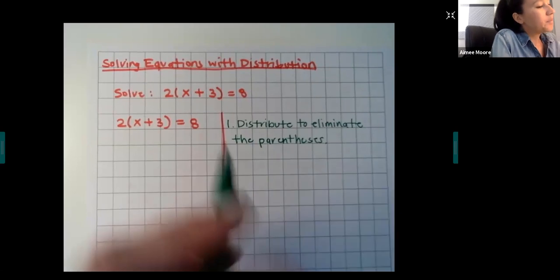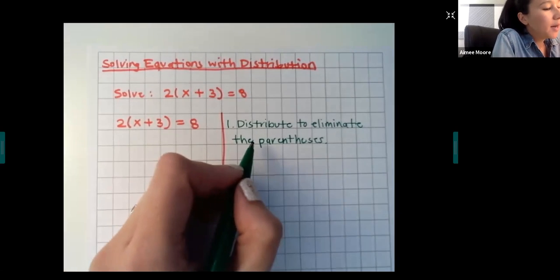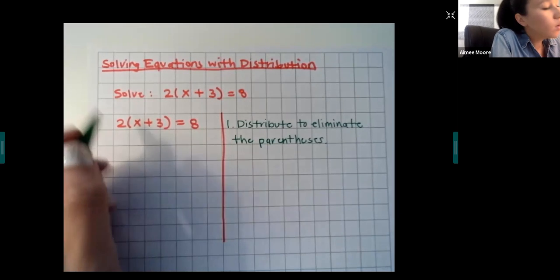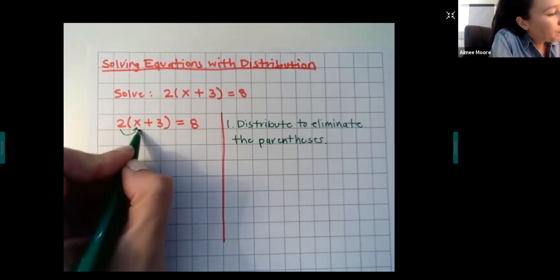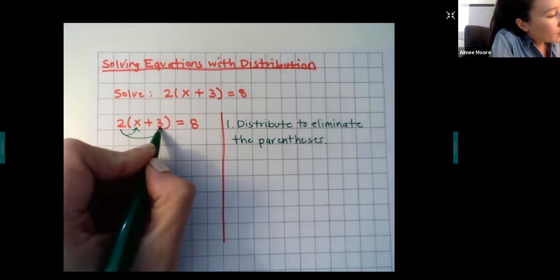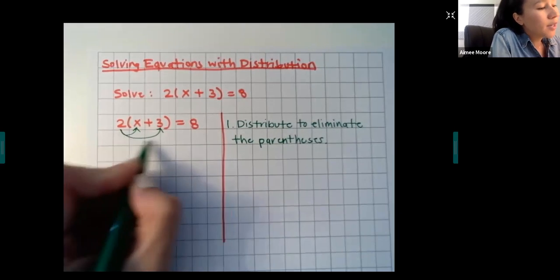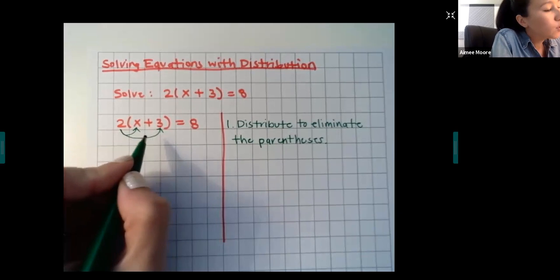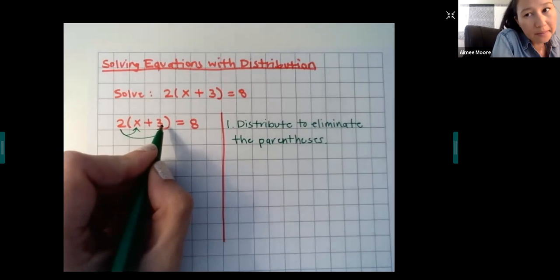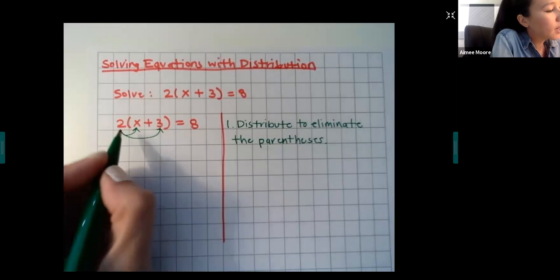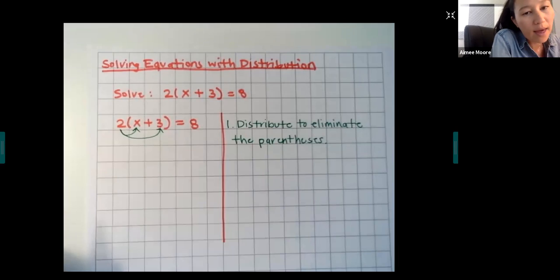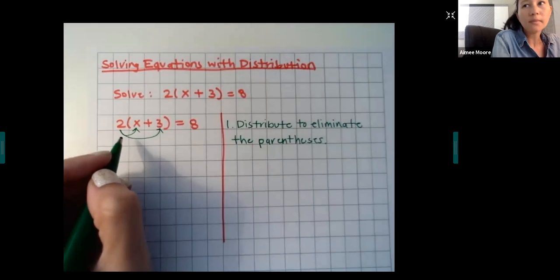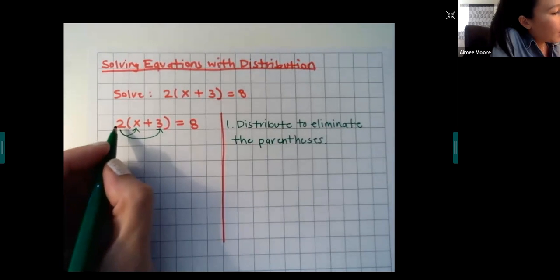Okay. So we're going to distribute to eliminate the parentheses. That just means we're going to multiply everything in the parentheses by 2. So make sure to draw your arrows to everything inside so that you remember to multiply the x and the 3. That's the most common mistake. People always remember to multiply 2 times x, but they forget to multiply it by that 3. So you want to draw those arrows and multiply.